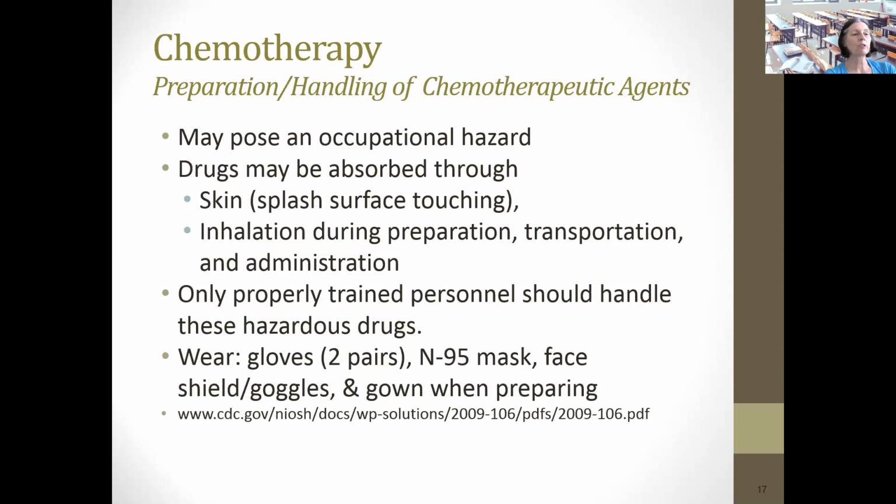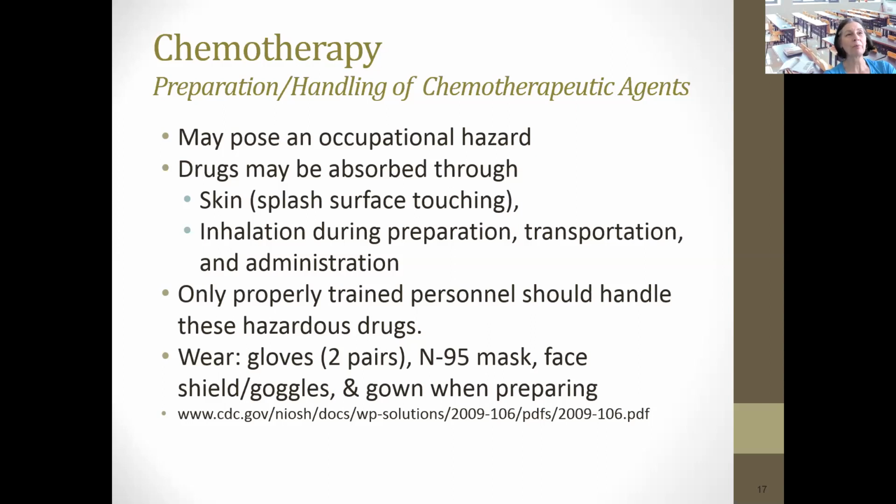You have to be careful about splashing and inhalation. You should go through some kind of chemotherapy administration training before you give these drugs. If you are preparing and administering chemotherapeutic agents, you should always wear gloves. The Cancer Society and the CDC recommend 2 pairs of gloves when you're giving chemotherapy. They also recommend an N95 or similar cartridge filter mask, a face shield or goggles, and a gown when you're preparing or administering chemotherapy. So you have to wear your PPE to protect you in this case.